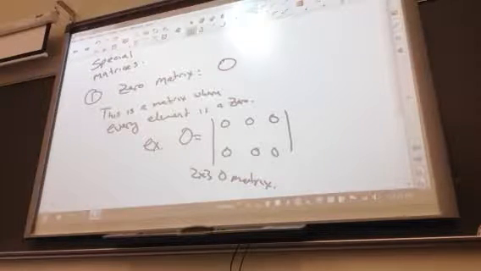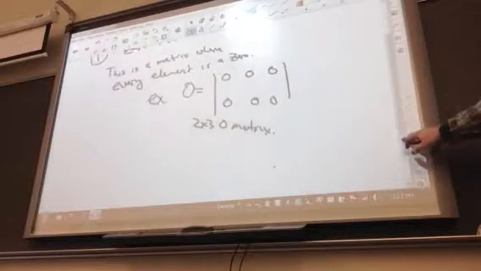Because every element's a goose egg, it doesn't really matter if I'm using a 0 matrix in a problem. Whatever rules for order apply would just apply to that matrix. So if matrix A was 2x5 and I'm adding the 0 matrix to it, the result would be 2x5. Any questions there? All right, good.